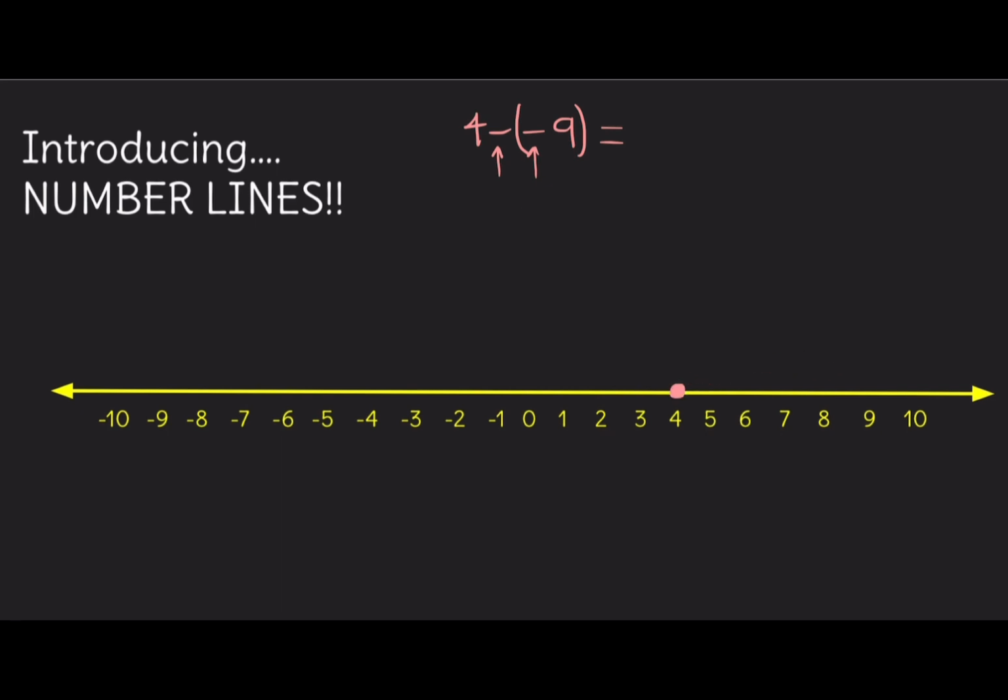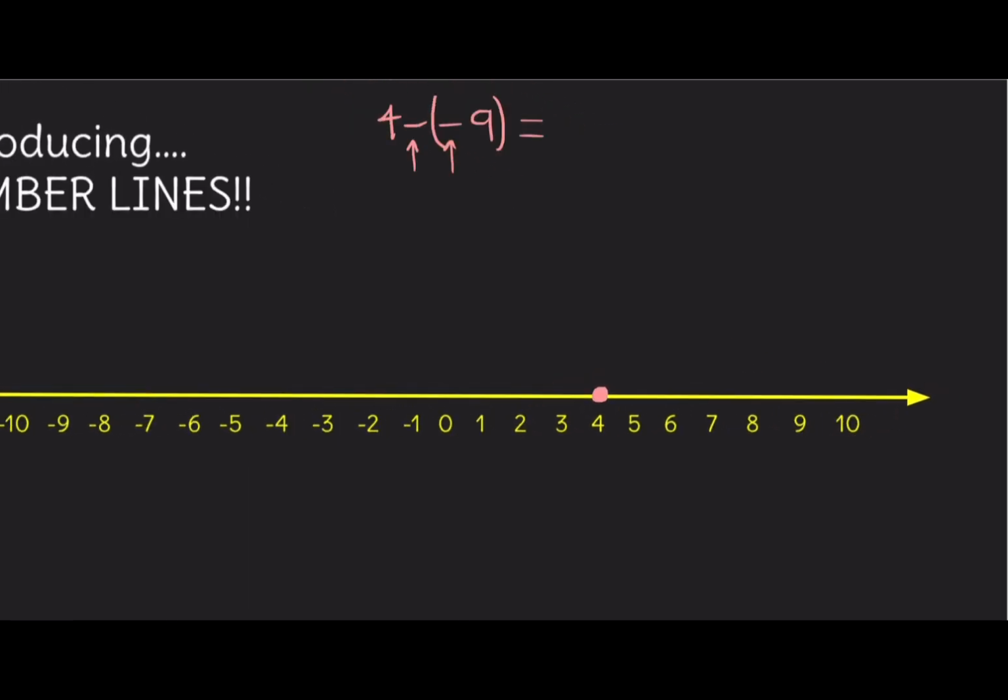I do not have enough spots on my number line, but that's okay. 4 plus 1, 2, 3, 4, 5, 6, 7, 8, 9. So the answer would be a positive 13.